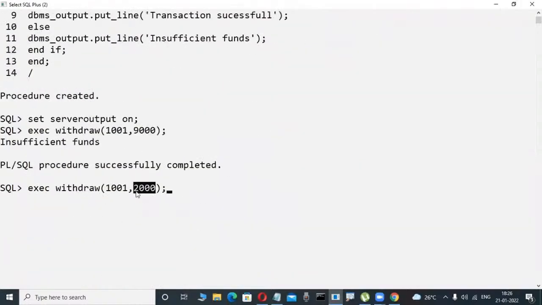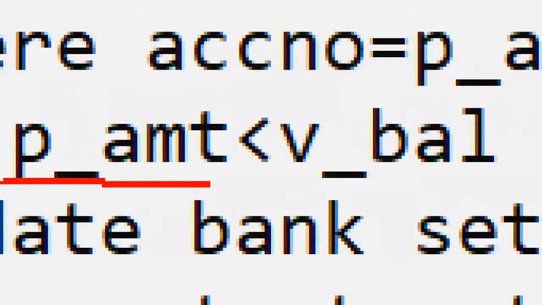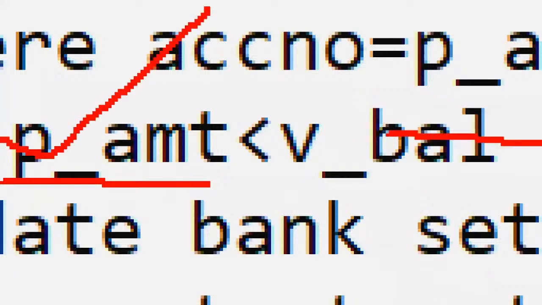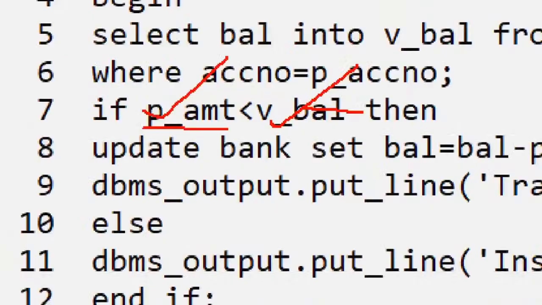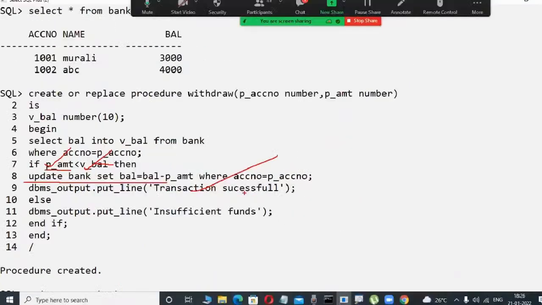2,000 only, so it is possible. Whenever your passed amount, 2,000, is less than the available balance, in this case 3,000, here this 2,000 is less than 3,000. What am I updating? The bank table only. Updating the bank table modifies it. The transaction is successful. Now, is it really correct?